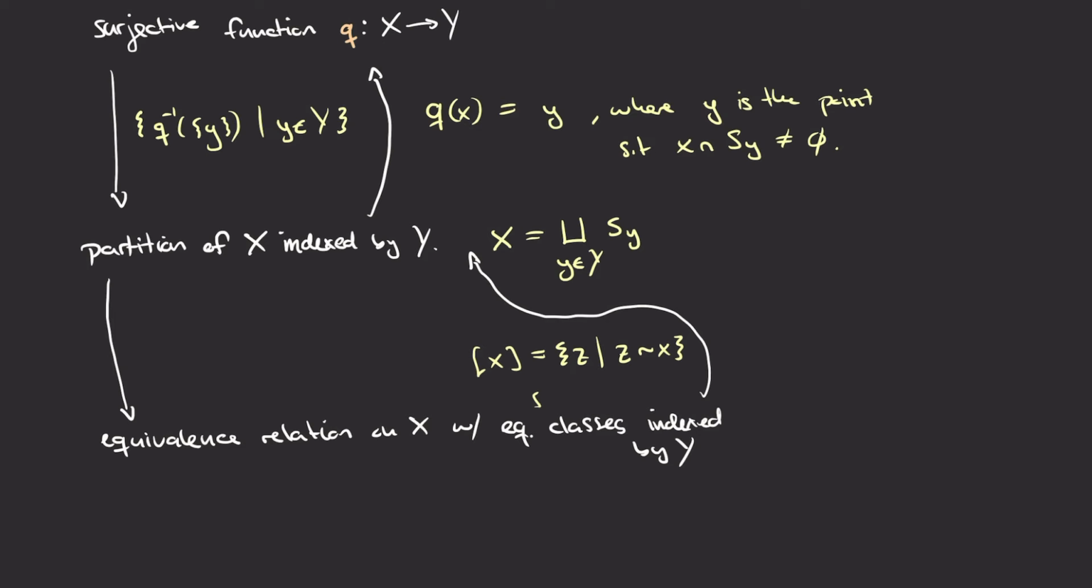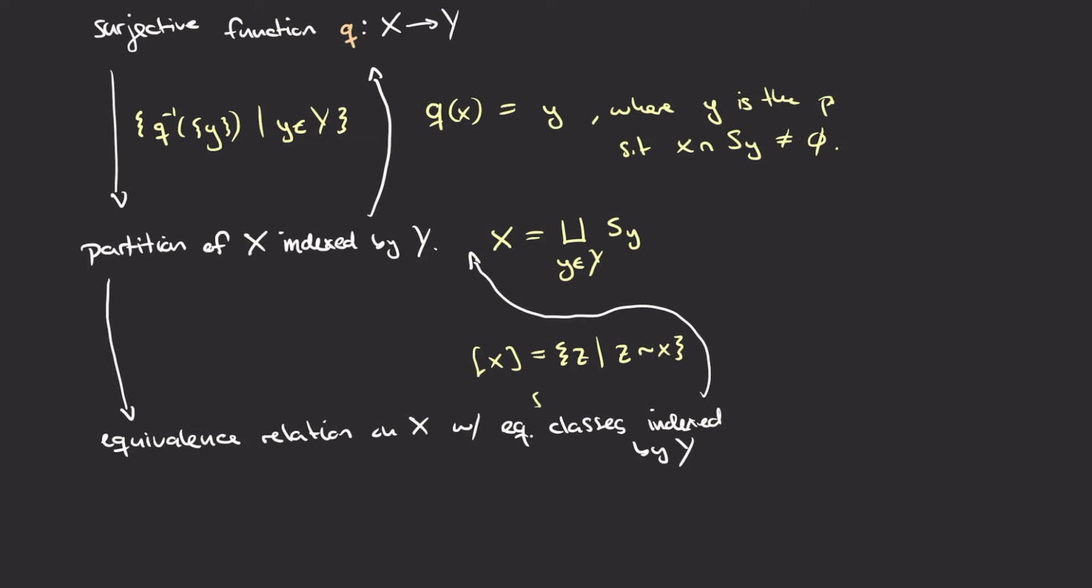Now composing this with the correspondence we saw before, we can also see that a surjective function is basically the same thing as an equivalence relation on X with equivalence classes that are indexed by the codomain Y. Now this correspondence will be super useful when we look at quotient spaces because it essentially gives us different ways of defining surjective functions which will then yield certain quotient spaces.